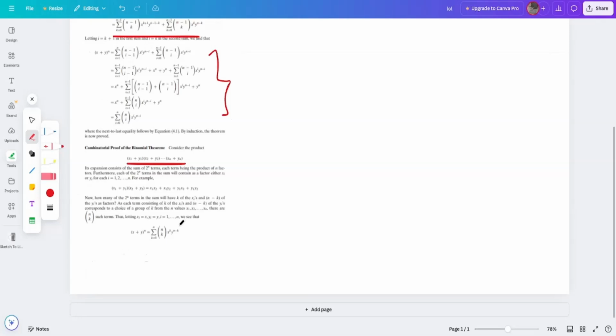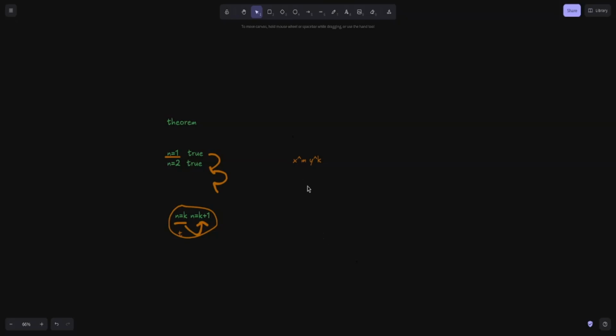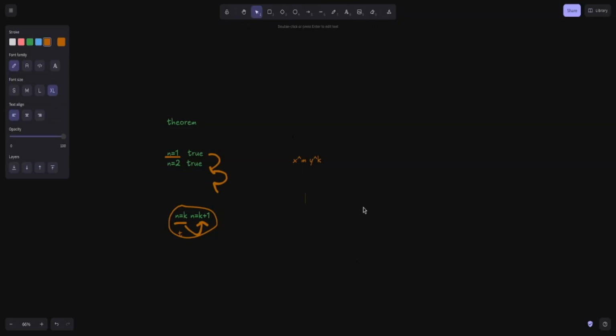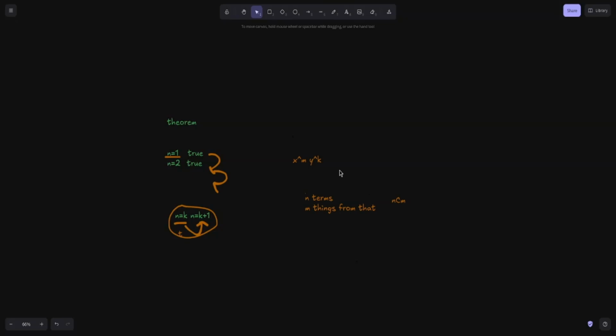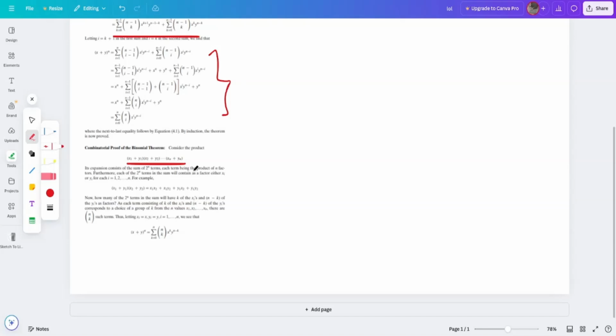Basically, let's say we have any term, say x to the power m y to the power n minus m. How many ways can we choose x? The question becomes that we have n terms and we need to choose m things from them. That is simply nCm, right? Essentially the exponent of y becomes n minus m, n being the total number of factors.